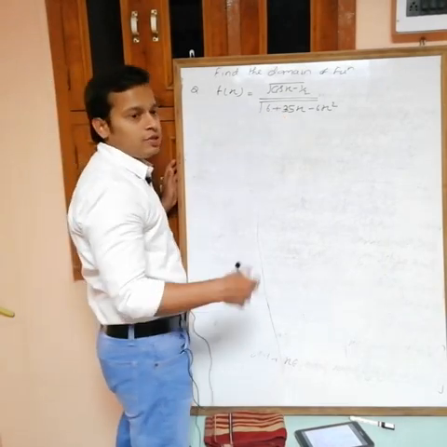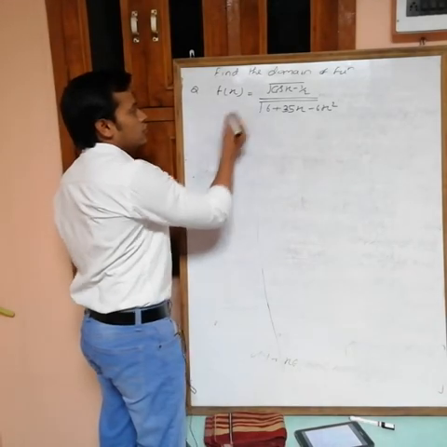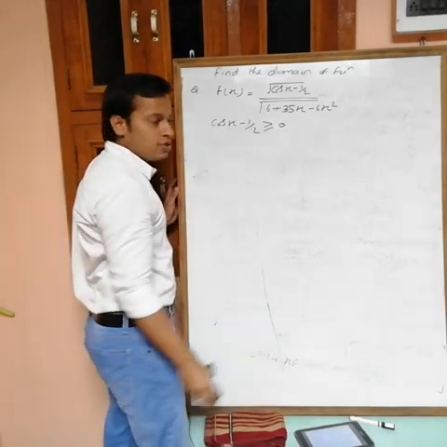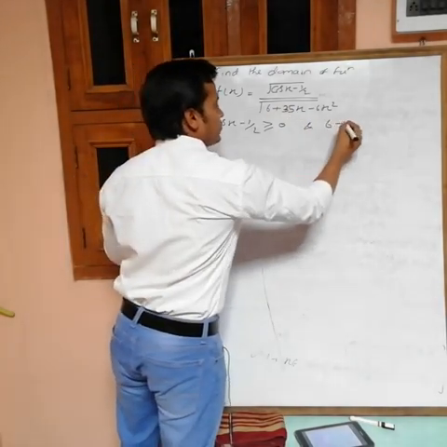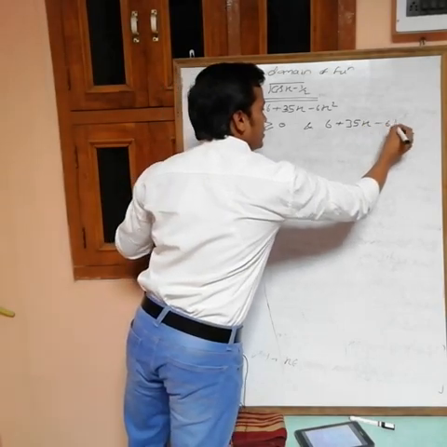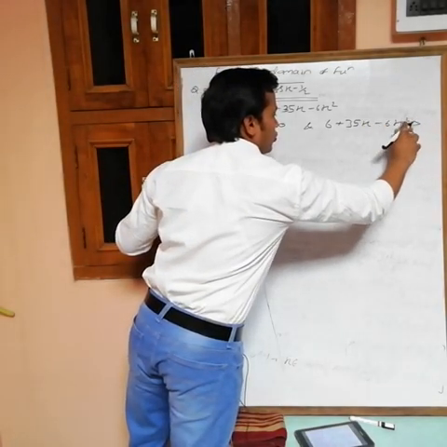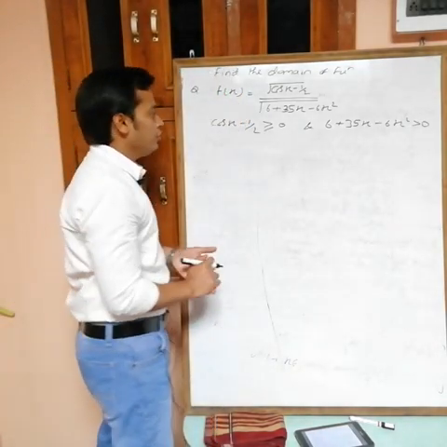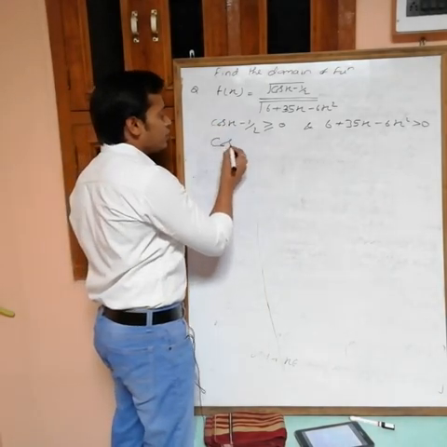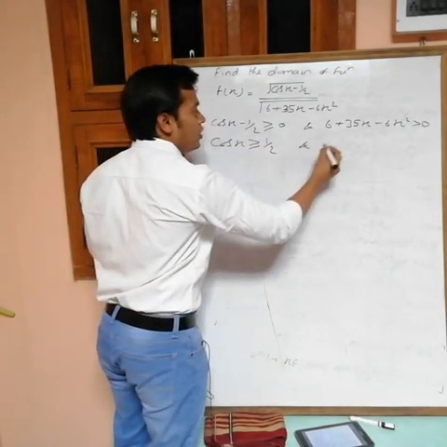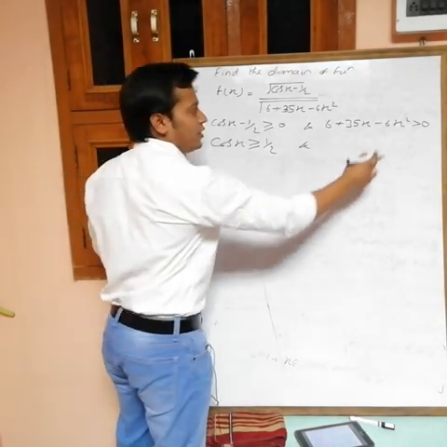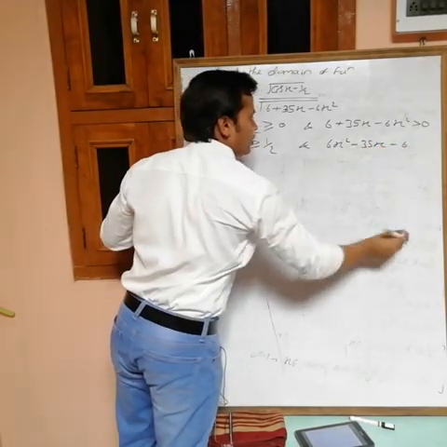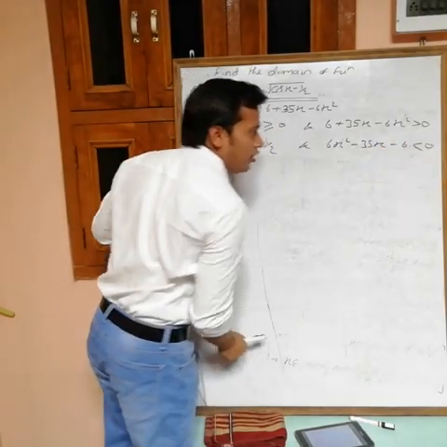So just apply the condition; domain is the values of x for which the function is defined. So first, cos x minus 1 by 2 must be greater than or equal to 0, and 6 plus 35x minus 6x square must be greater than 0, not equal to, because in the denominator we can't allow 0. From this one we are getting that cos x must be greater than or equal to 1 by 2, and from this one, if you simplify, if you take common minus, then we are getting 6x square minus 35x minus 6. Multiplying the minus through, we have to change the sign of the inequality.